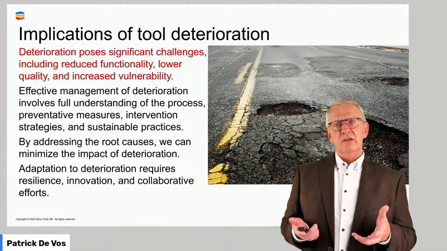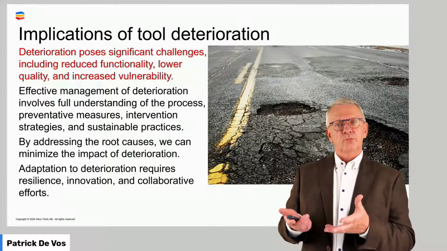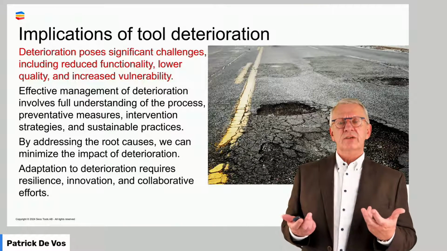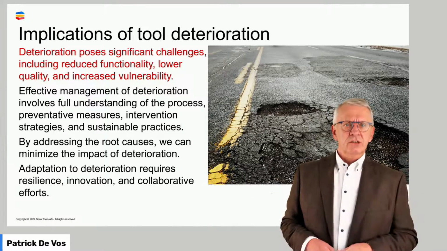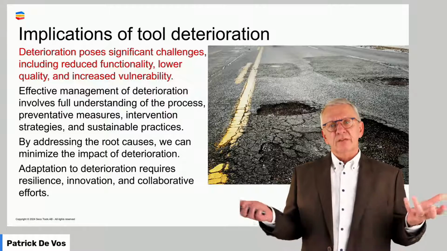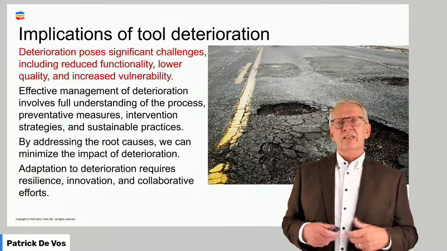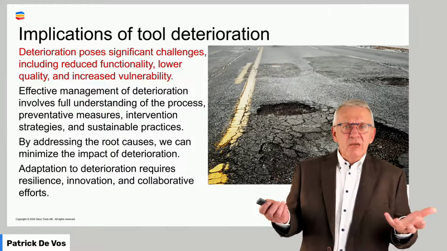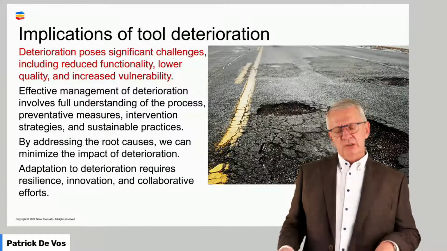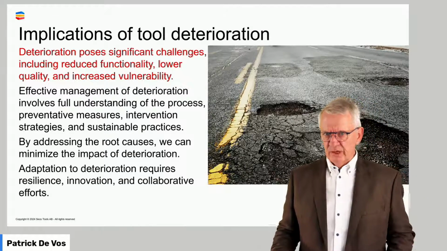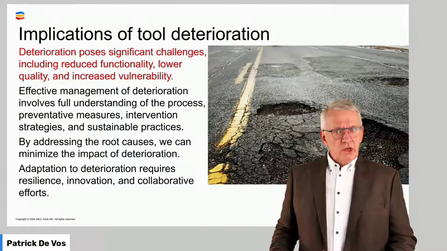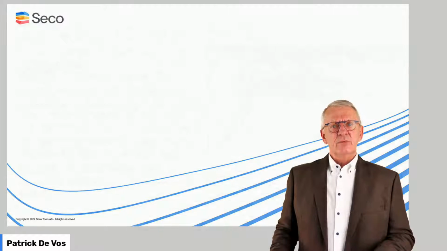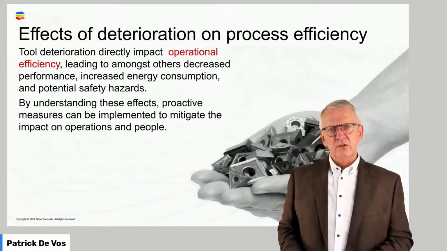Because if a tool is deteriorating, it means it's losing its ability to perform, to do what you wanted to do with the tool. And that is going to reduce the functionality of the tool. That's going to influence the quality of the finished workpieces. That's going to endanger the quality of the process itself. The process will become unstable. So, tool deterioration, it's not just about understanding what it is. More important is to control it, to manage it, to stay on top of it. And that brings me to why is this so important?